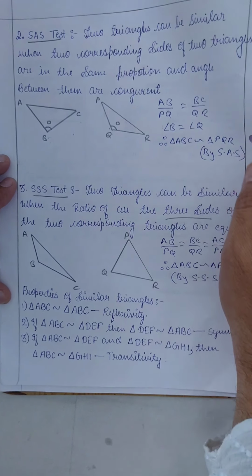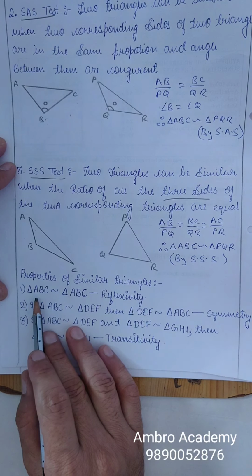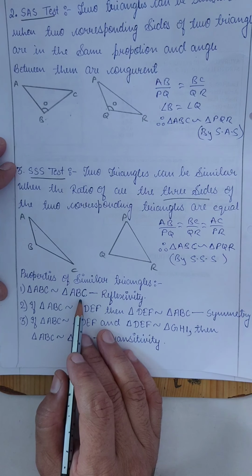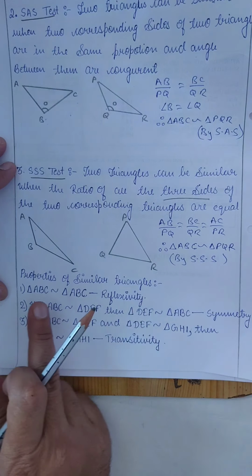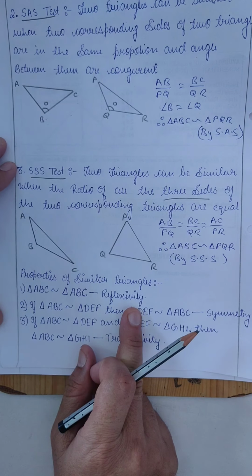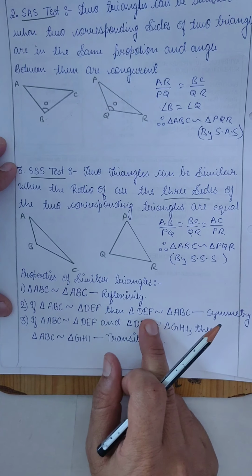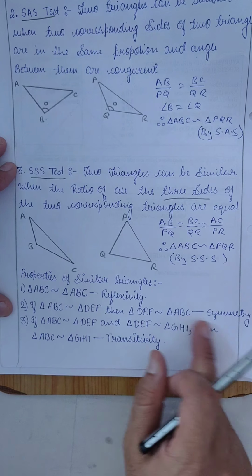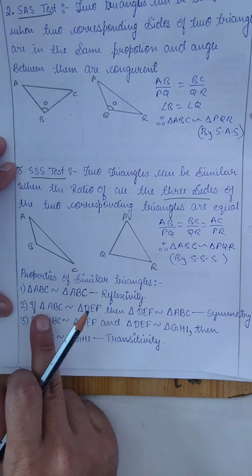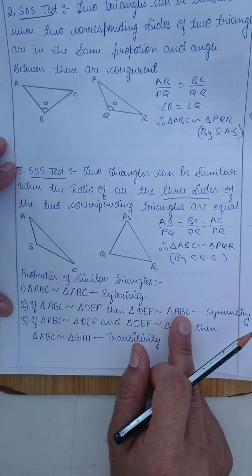We have to learn a few more properties of similar triangles. The first property is triangle ABC is similar to triangle ABC, reflexivity. That means the same triangle is similar to the same triangle. It is reflexivity. If triangle ABC is similar to triangle DEF, then triangle DEF is similar to ABC. That is called symmetry. That means if one triangle is similar to the other, then the other triangle is also similar to the first triangle.